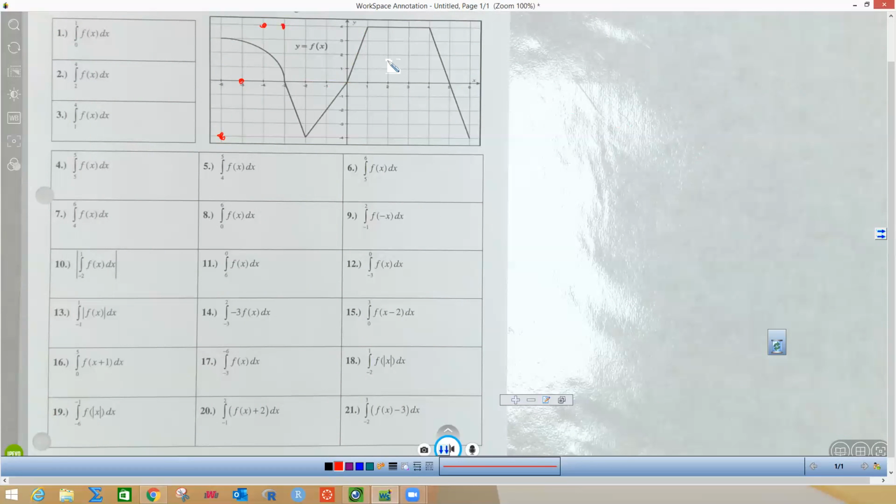I plug in -2, I get out the +2, which is also 4. I plug in -1, plugging this in gives me +1, and that is also 4. And -1 was the last value, so this graph looks like this. And I want the area to the x-axis.